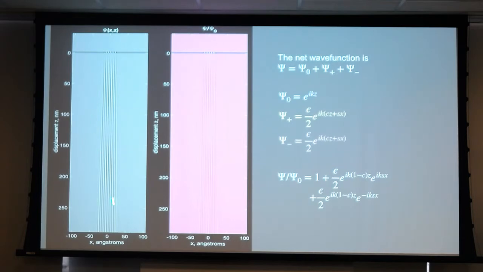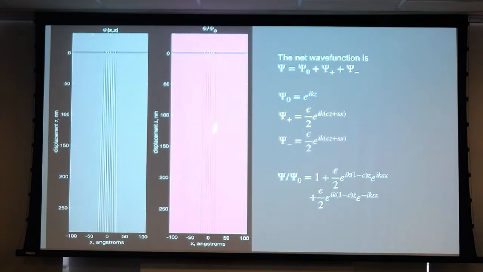So this is what I showed you before. This is how the intensity of the electron waves changes with displacement below the specimen. And these are my two scattered waves. What I'm now going to do is think about a representation where I get rid of the original e to the ikz, that is the oscillation of the unscattered wave. The way I'm going to do it is to say, what's the total wave function divided by the unscattered wave function, and this is what it looks like. It's 1, that is the unscattered wave, and then here is my psi plus, and here's my psi minus, and those are the two scattered waves.